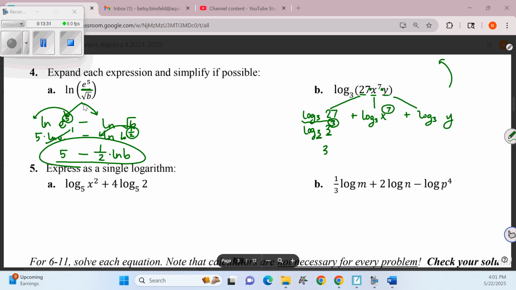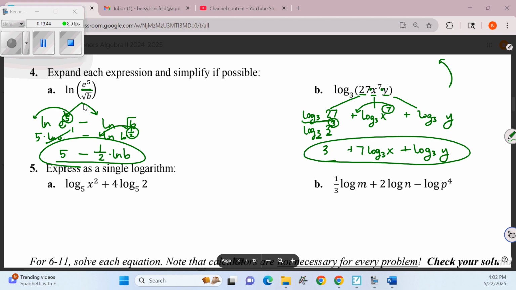In the middle, you could bring that exponent down front. So plus 7 times the log base 3 of x. And really with this third piece, there's nothing much to do. Log base 3 of y. There's no exponent to bring down or anything to simplify.